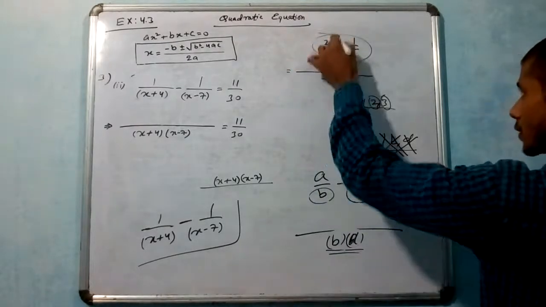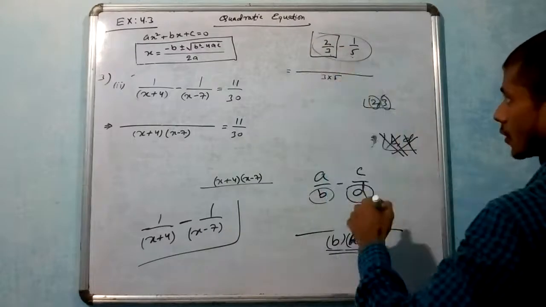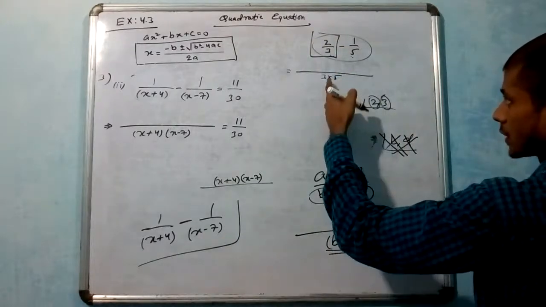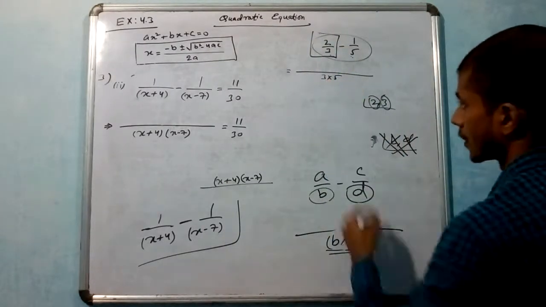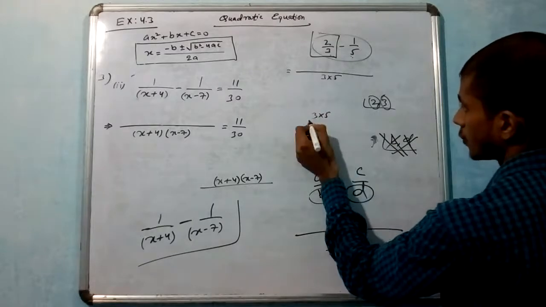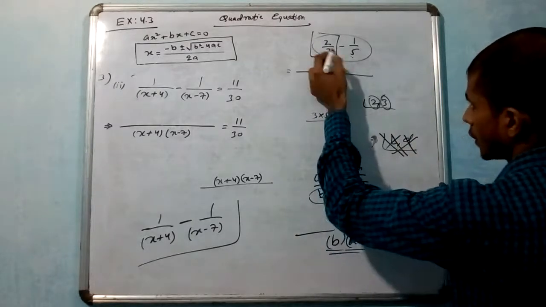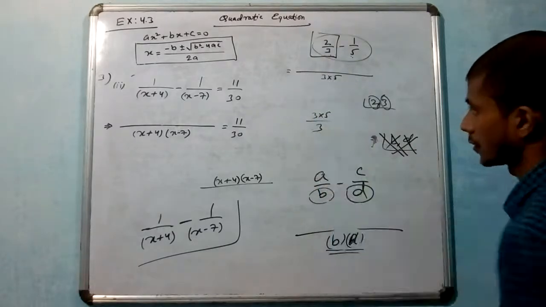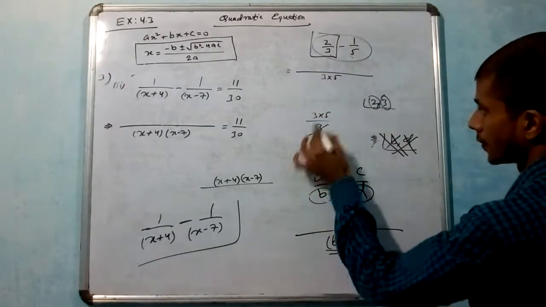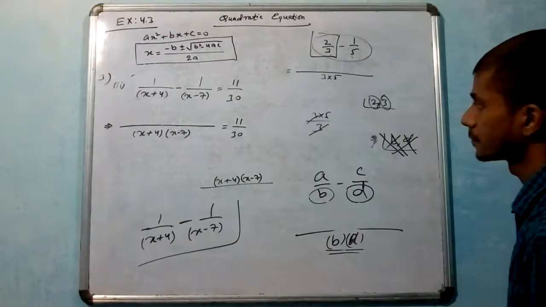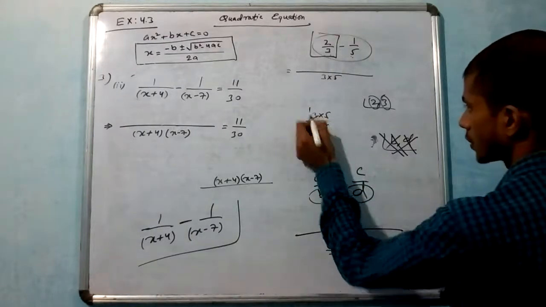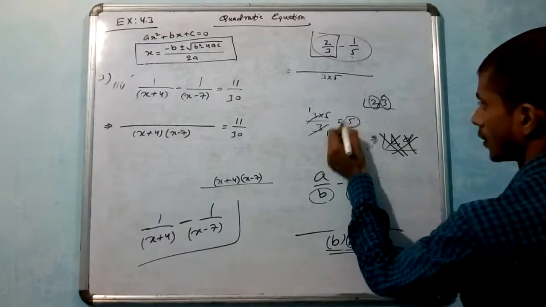Come to the first fraction first. Divide this LCM, 3 into 5, by the denominator of the first fraction. Denominator divided, so what am I getting? 5. 3 ones are 3, 1 into 5, 5.